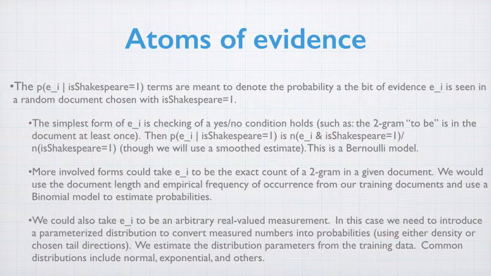These small bits of evidence we're going to call atoms of evidence because they're what we're not going to factor below. Again, we've said the simplest form is whether a 2-gram is present in a document or not. This gives us what is called a Bernoulli model. More involved ways of dealing with evidence could involve counts from the document. That would give us a binomial model. We can also use naive Bayes for other things than text processing. Typically then we build a model for evidence, which is something like a normal or exponential distribution, and then we convert observations into probabilities by either using densities or tail probabilities from these distributions.